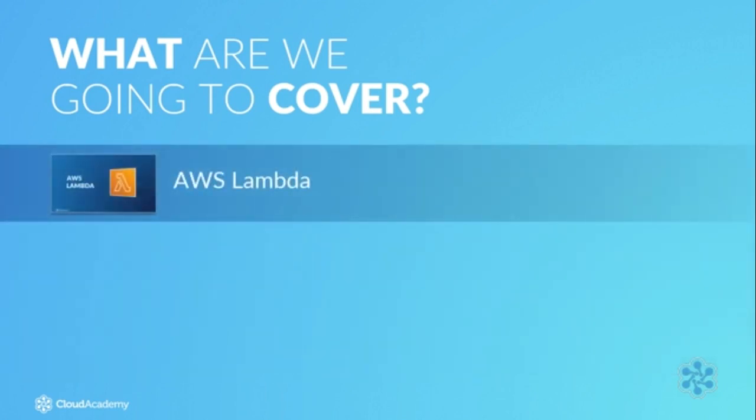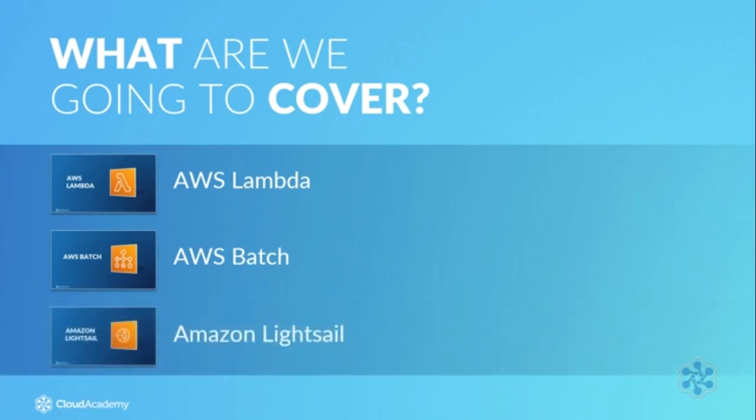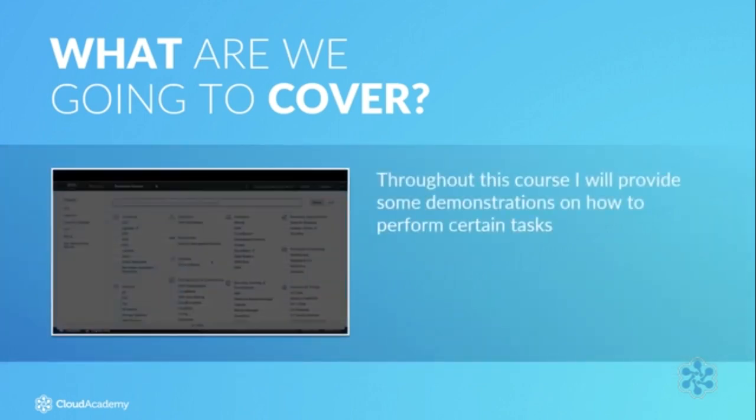AWS Lambda. This lecture covers the Lambda serverless service, where I shall explain what serverless means and how this service is used to run your own code in response to events. AWS Batch. Here I will provide a high-level overview of this service that relates to batch computing. And Amazon Lightsail. Finally, we will look at Amazon Lightsail, a virtual private server solution used for small-scale projects and use cases.